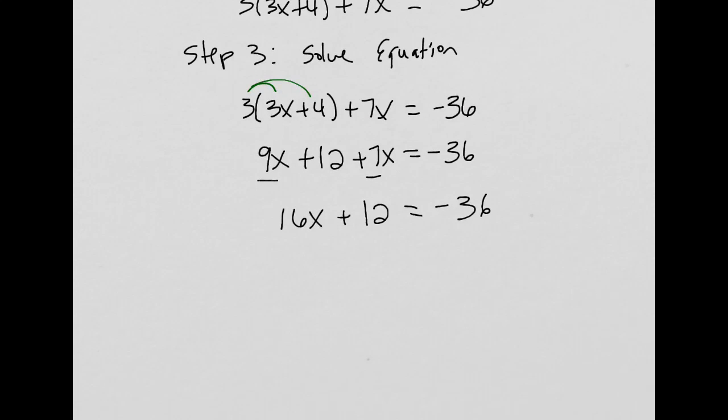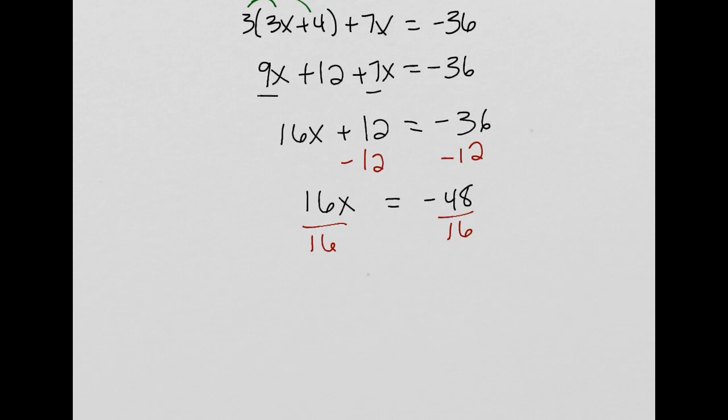And then let's subtract 12 from both sides. That gives us 16x equals negative 48. Divide both sides by 16, and that gives us x equals negative 3.